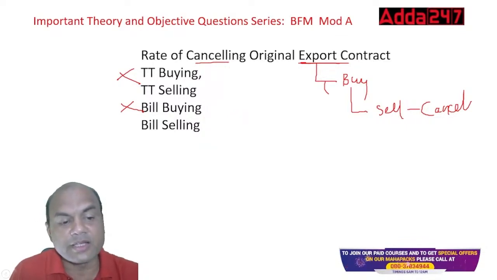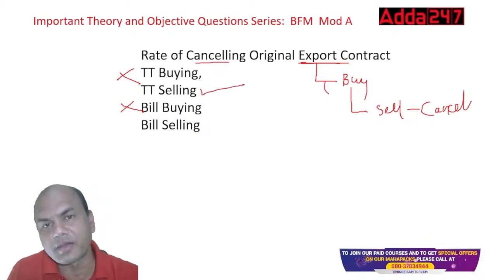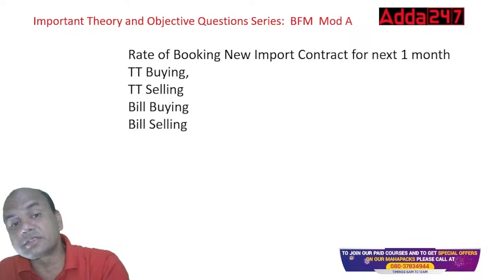Which one is the right answer then? Cancelling. You are cancelling the rate. Cancelling is always done at TT. Always remember, booking is done at a bill rate. Okay. So that is the answer.